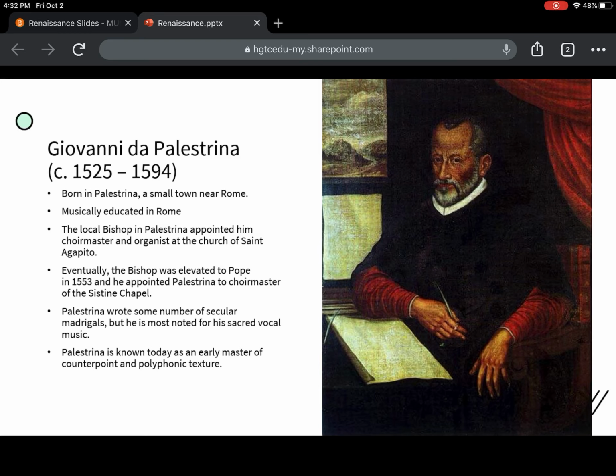Palestrina wrote some number of secular madrigals, but he is most noted for his sacred vocal music. So there are some madrigals, some more worldly, secular music out there, but it's mostly the sacred music that we know. Palestrina is known today as an early master of counterpoint and polyphonic texture.